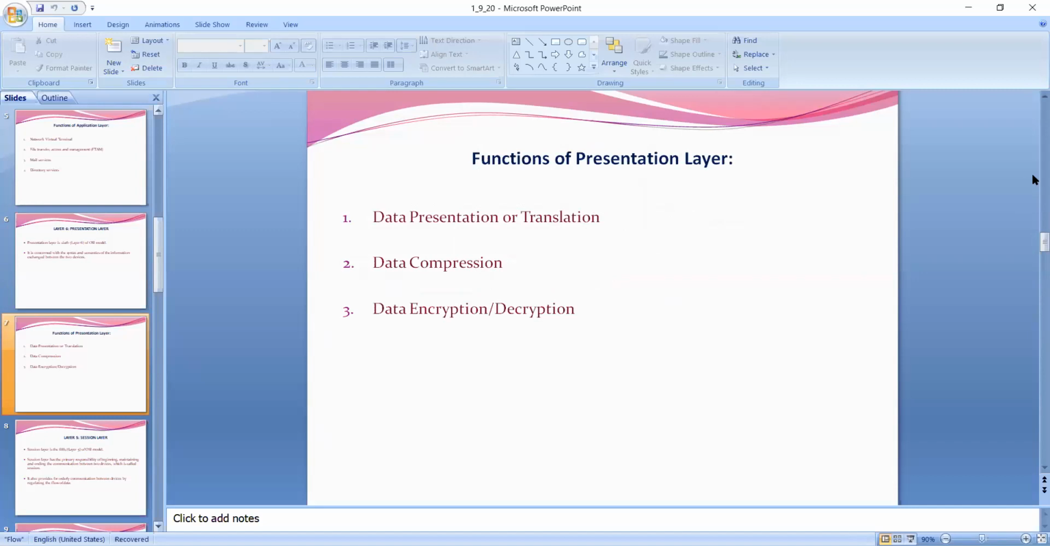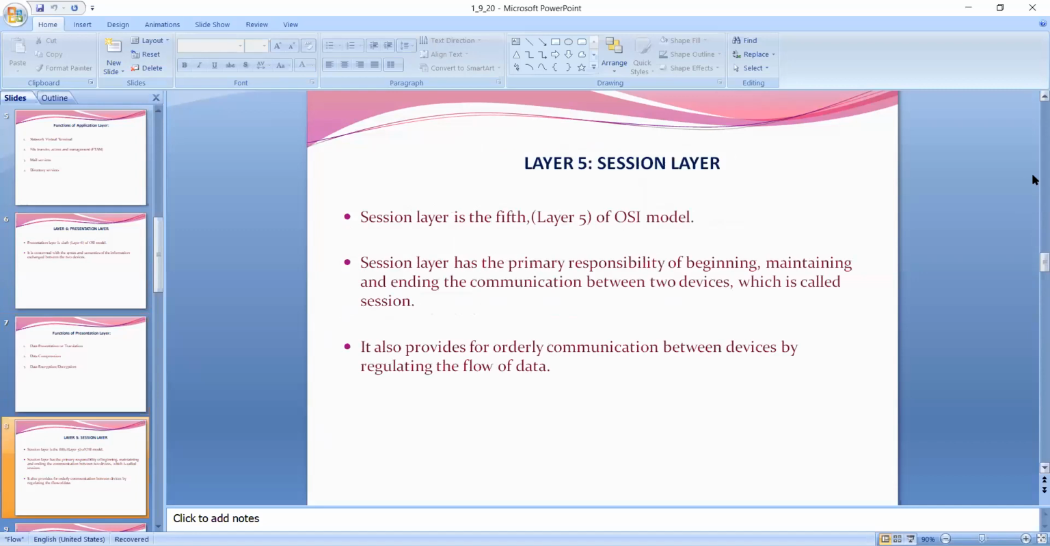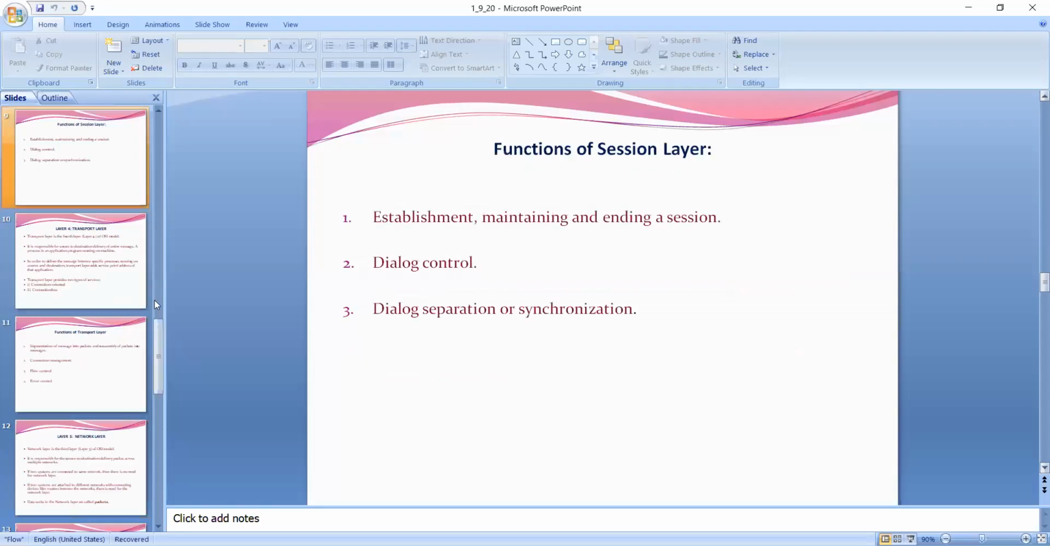Next thing is the session layer. The session layer's purpose is to establish a connection, to maintain the connection, and to terminate the connection between the 2 devices. So these are the functions of the session layer: establishing, maintaining, and ending a session. Next one is dialog control. The transmission between the receiver and the sender should be either simplex, half duplex, or duplex, and in which form is decided by the session layer. Likewise, dialog separation, that is creating checkpoints to transmit error-free data. That is known as dialog separation. So these are the functions performed by the session layer.